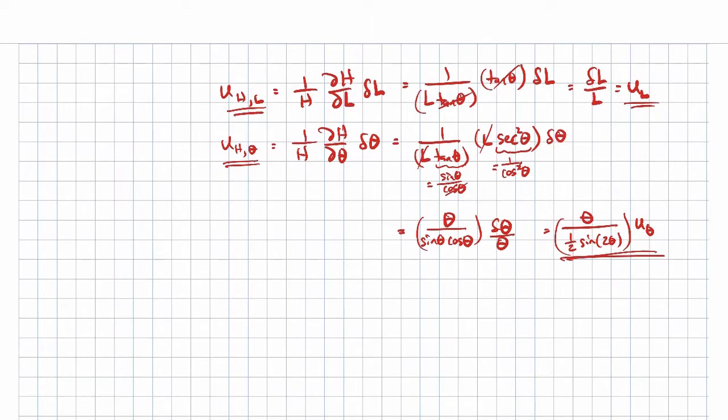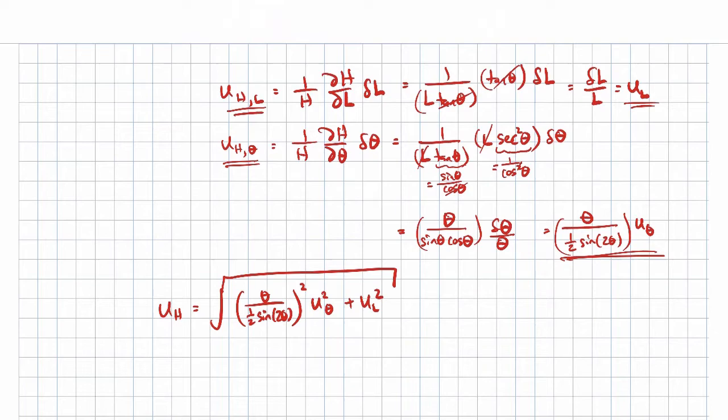Now when we combine these together, the total relative uncertainty in h will be this term squared plus this term squared. So it'll be theta over 1/2 sine of 2 theta squared times u sub theta squared plus u sub L squared.